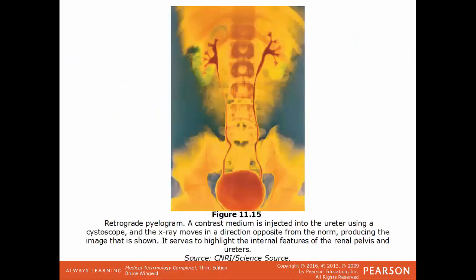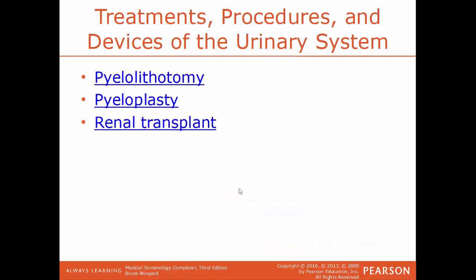This is a retrograde pyelogram, where you have the contrast dye injected into the ureters. In this type of image, you can see the renal sinuses here, the ureters, and the bladder. And because the flow of this contrast medium is opposite of what urine would normally do, that's why it's classified as retrograde. Pyelolithotomy. This is a procedure that's not that commonly done anymore thanks to shockwave therapy.